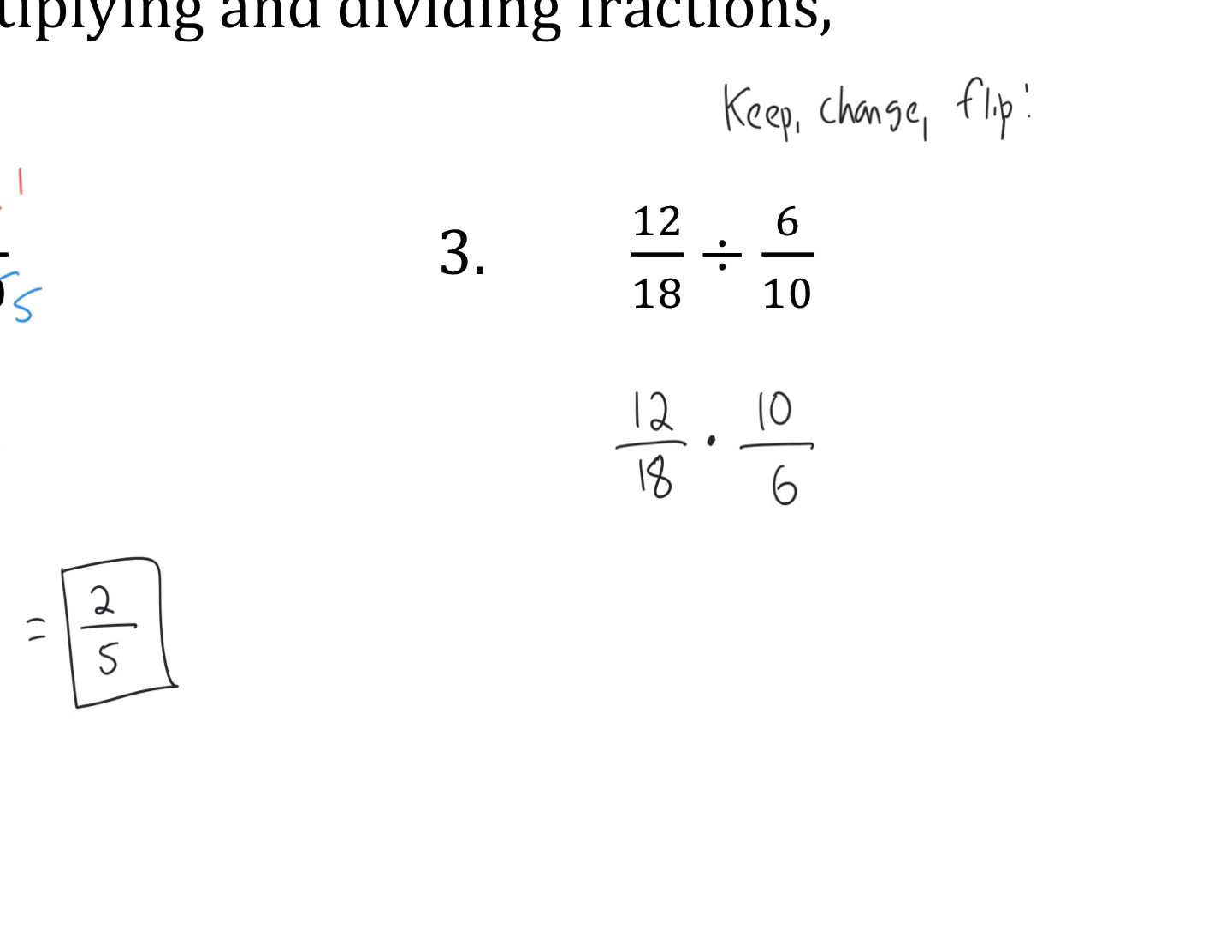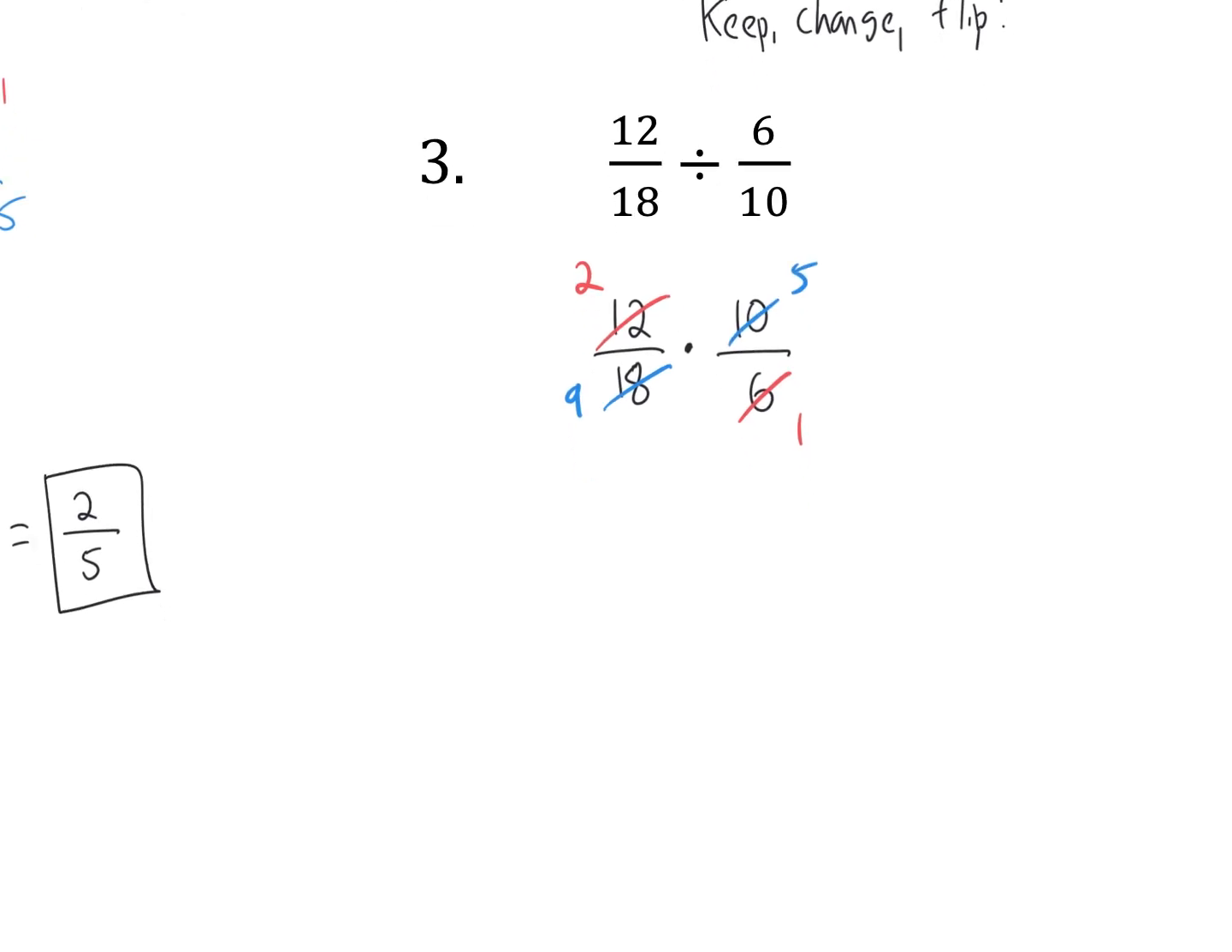All right, let's do some reducing here. So I see 12 and 6 is kind of nice. I'm going to reduce: 6 goes into 6 once, 6 goes into 12 twice. How about 18 and 10? 2 goes into 18 9 times. Let's write that a little bit nicer though. And we got 2 goes into 10 5 times. So now we have 2 over 9 times, then we have 5 over 1.